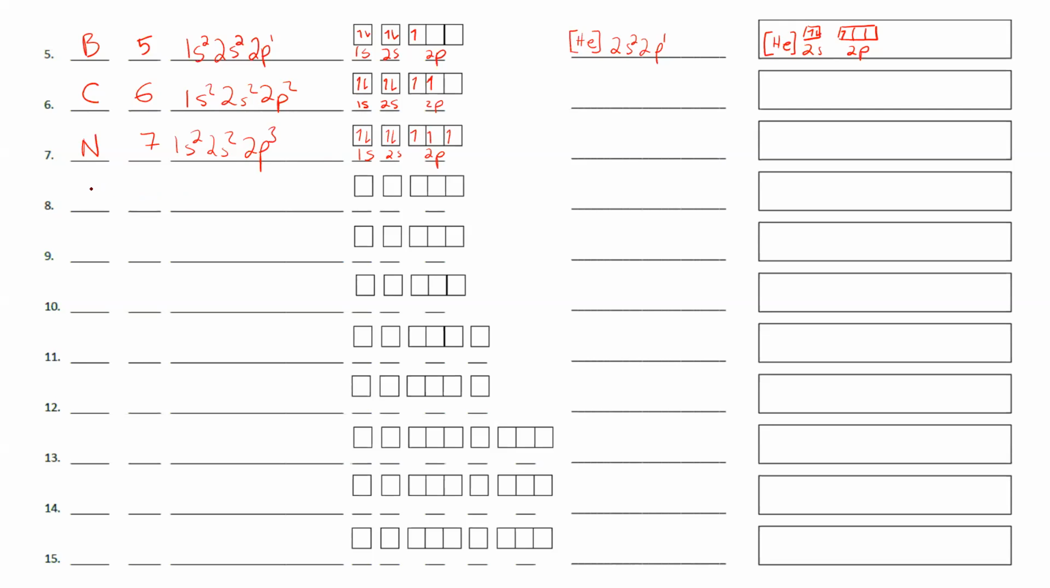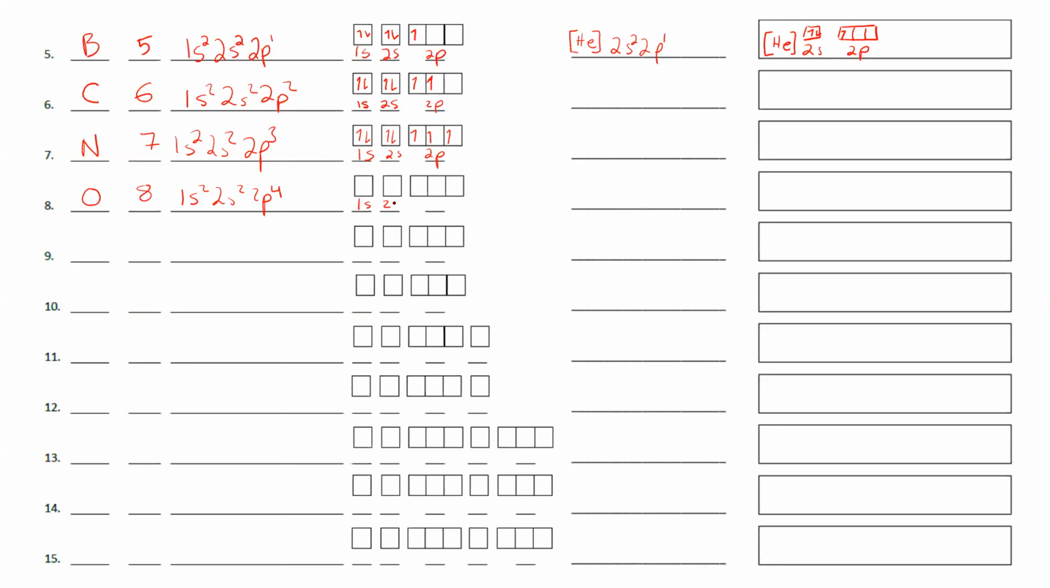And so it's when we get to oxygen, where we have 8 electrons, that we start to see electrons pair up in the p orbitals. So here 1s2, 2s2, 2p4.